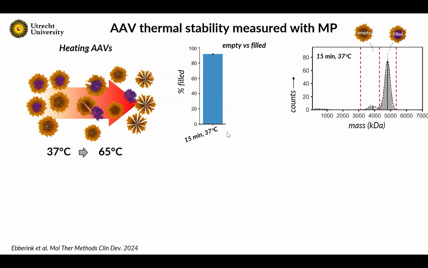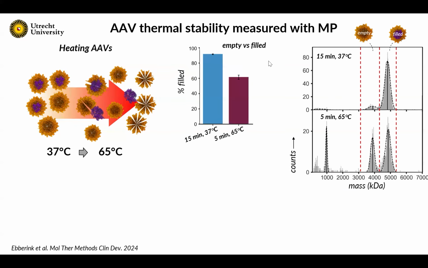So this is from several repeats of this measurement. Now, if we incubate for 5 minutes at 65 degrees, we see a drop in the amount of filled particles, which are now closer to the number of empty particles. And we also see a new peak emerging here at about 1 megadalton, which presumably is the released genome. And also, if we look at the percentage filled, it starts to drop at about 60%.